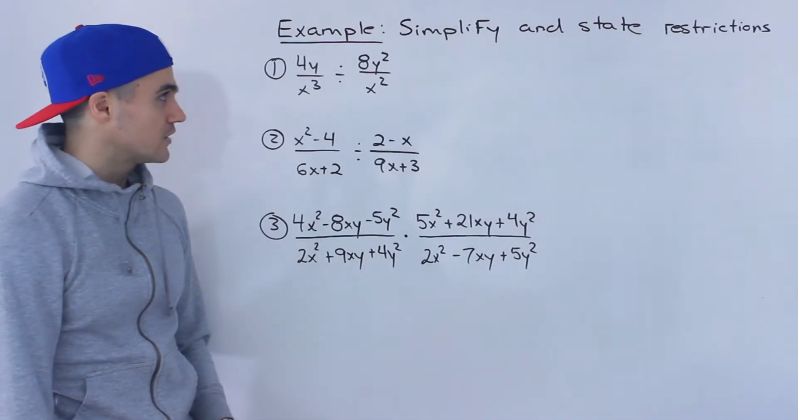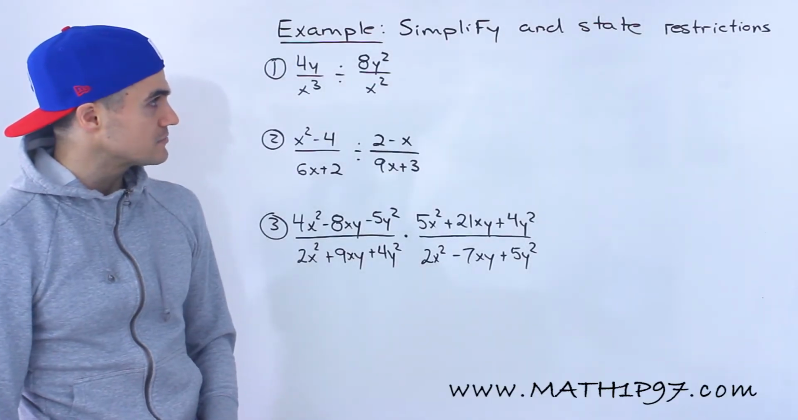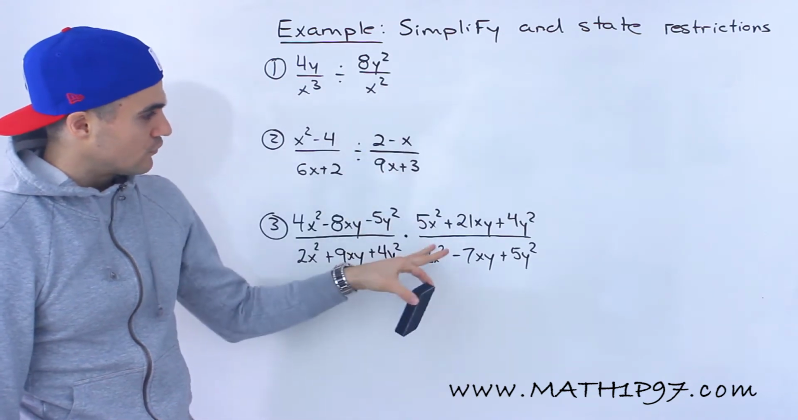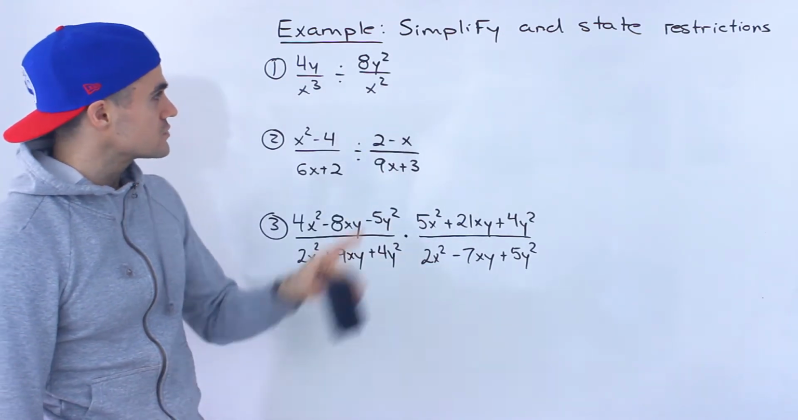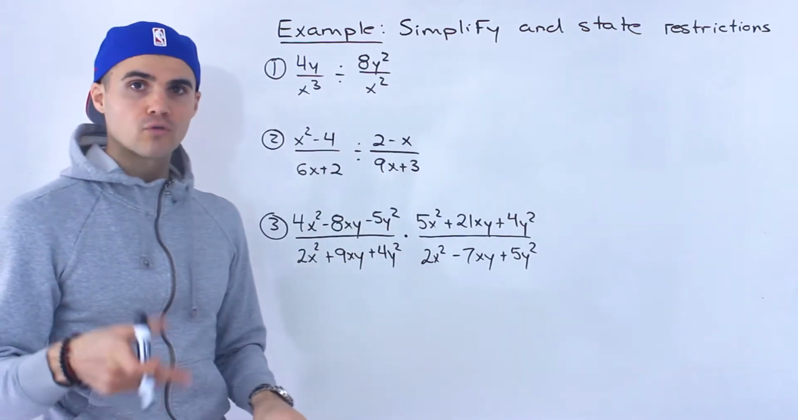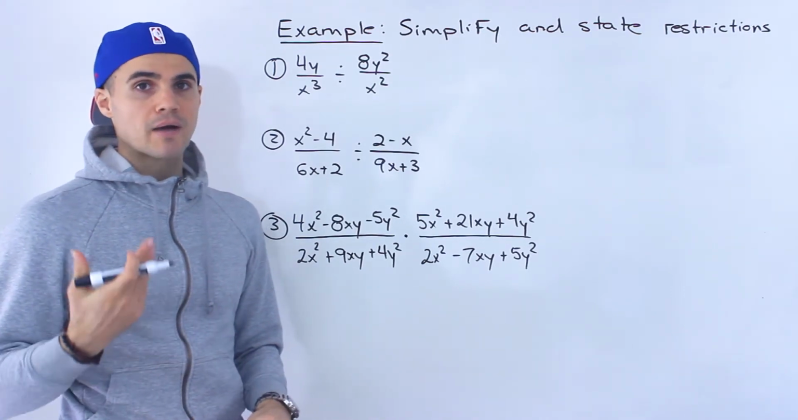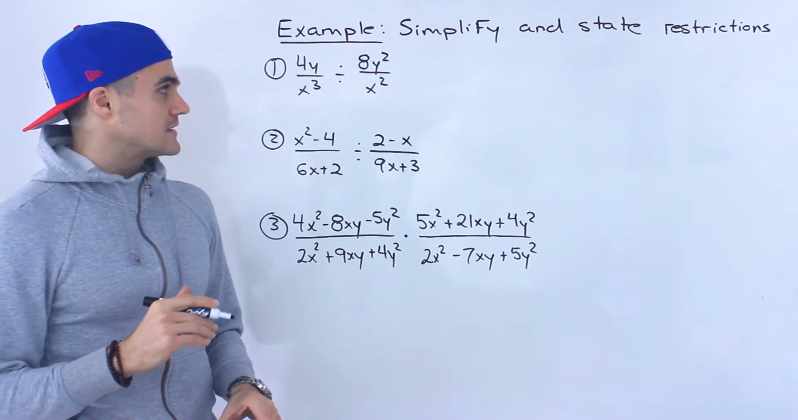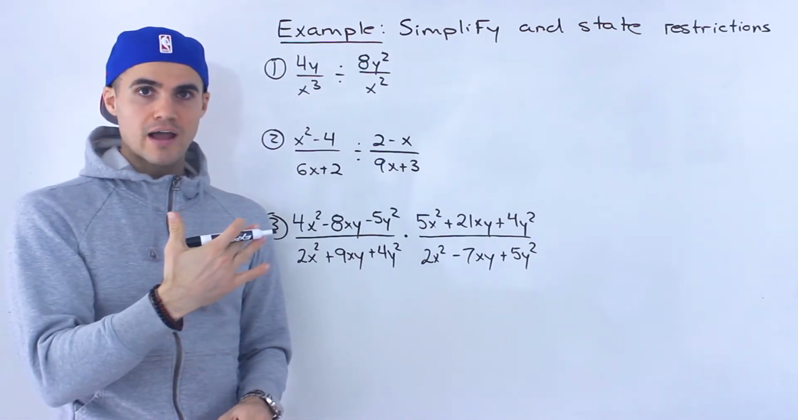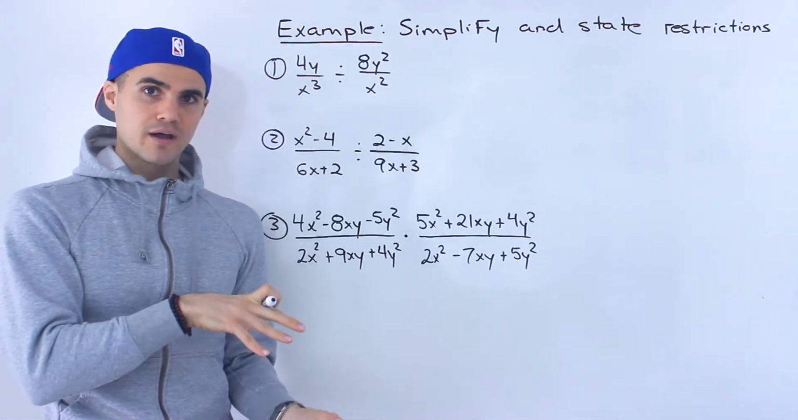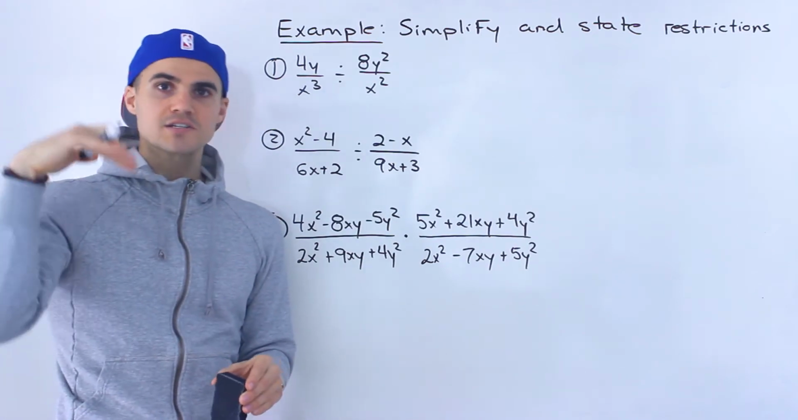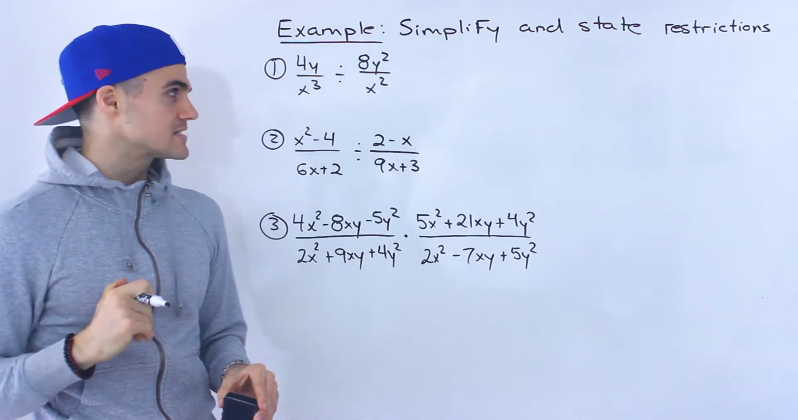Patrick here, and moving on to the next few examples, we've got to simplify and state restrictions for these three expressions over here. So starting with number one, we've got 4y over x to the power of 3 divided by 8y squared over x to the power of 2. The same steps we used when simplifying rational expressions apply: we're going to factor, state restrictions, and then simplify.